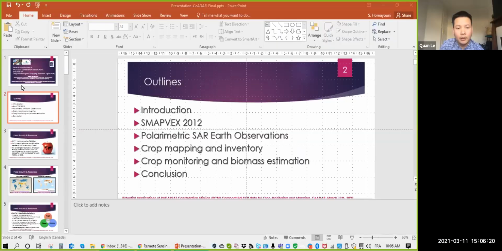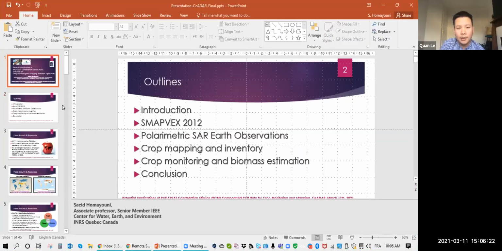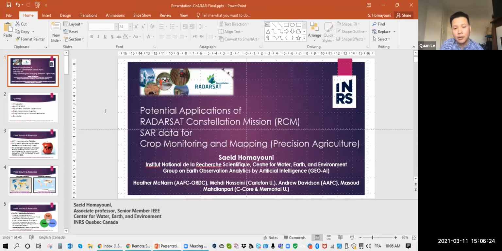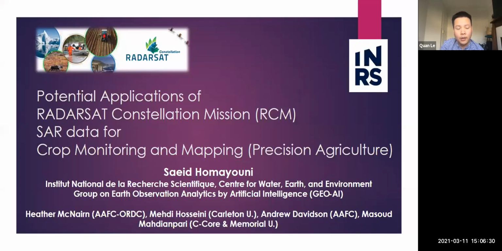For the seminar today, we have Dr. Saeid Homayouni, who is an associate professor on environmental remote sensing at the National Scientific Research Institute, Quebec, Canada. And today, Saeid will talk about the application of RADARSAT Constellation missions for crop monitoring and mapping. I hand it over to you, Saeed.